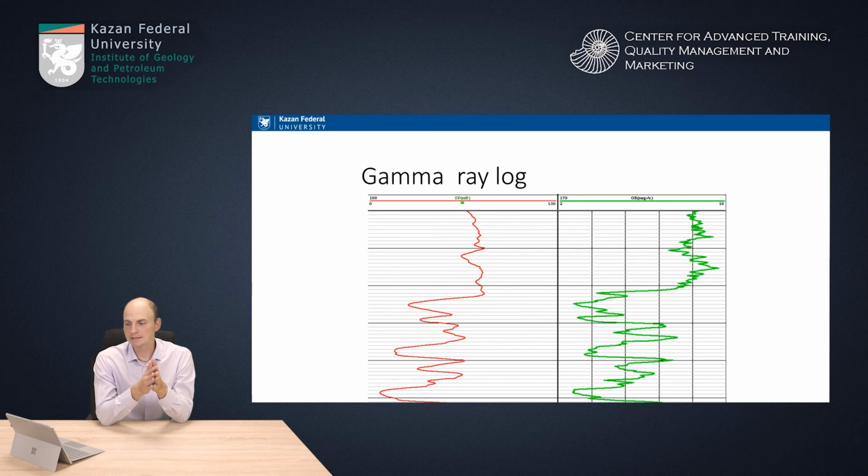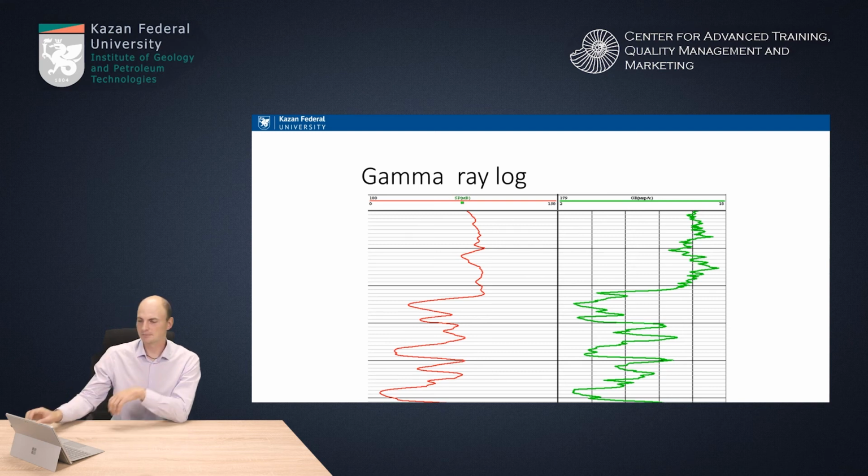In this log, we can see two different readings. The red one shows the SP log, and the green one shows us the gamma ray log. And we can see that in general, they have more or less the same shape. And that's logical, because high readings of the SP show us the presence of shale, while low readings of SP show us clean rock. The same story with the gamma ray. High readings of the gamma ray show us the presence of shale, while low readings of the gamma ray show us the presence of clean rock.